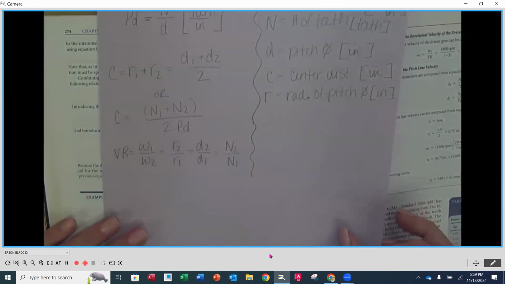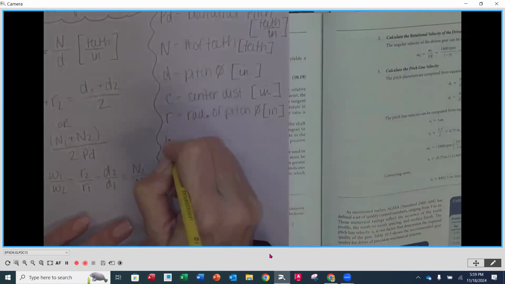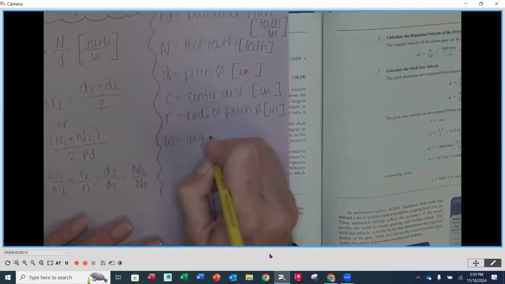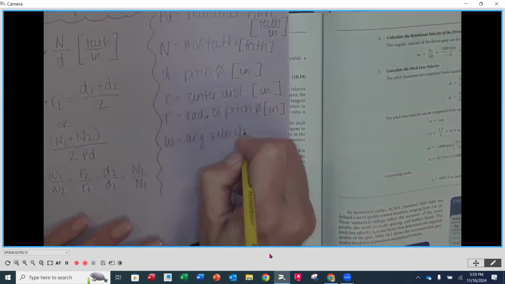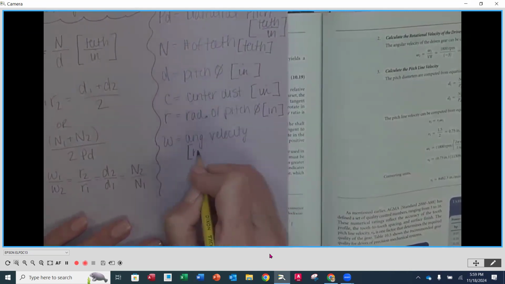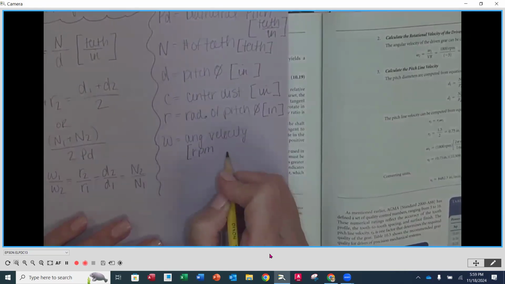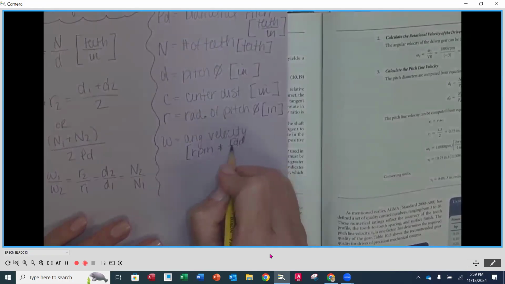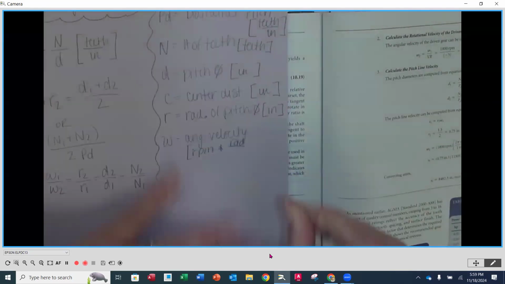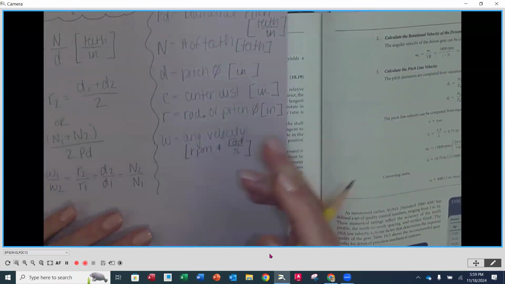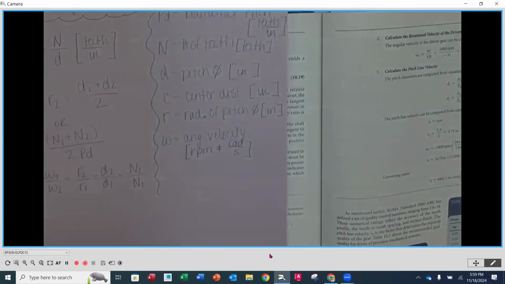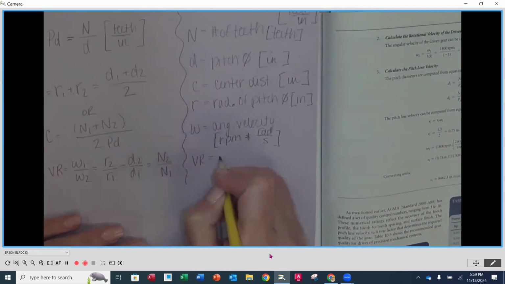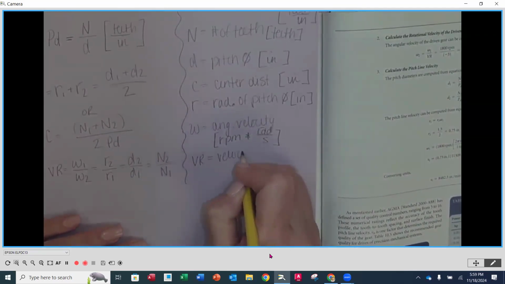Okay, so let's look here. W is equal to angular velocity. Now, the units are most often going to be given to us in RPMs, but we also know that we see this in radians per second. And we use it in and out of equations, which we'll see in just a little bit. And V is equal to velocity ratio.